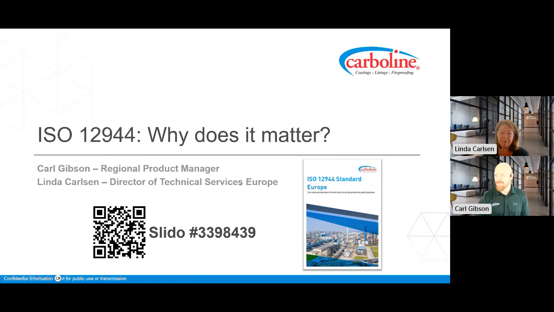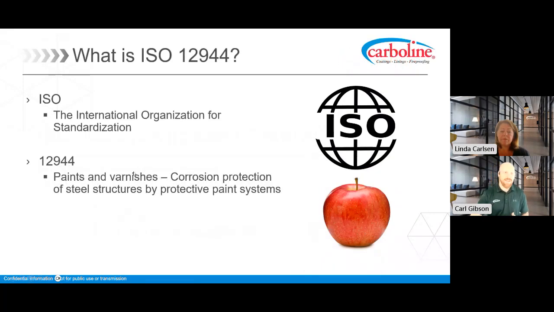Excellent. Right, okay, let's talk about it. ISO 12944, why does it matter? ISO is an international organization standard, and 12944 specifically focuses on the paints and varnishes corrosion protection of structural steels by protective paint systems. What this standard allows us to do is compare apples with apples.